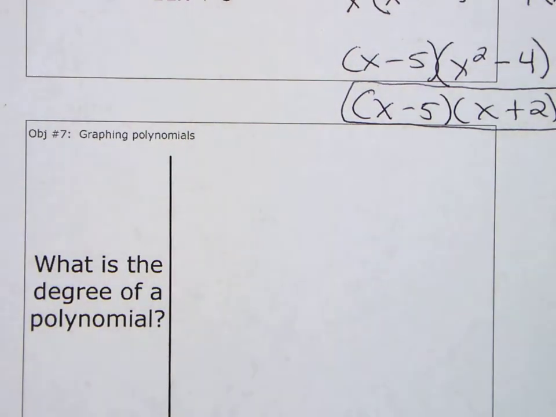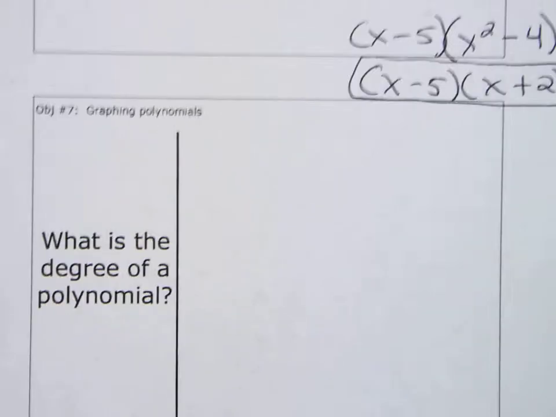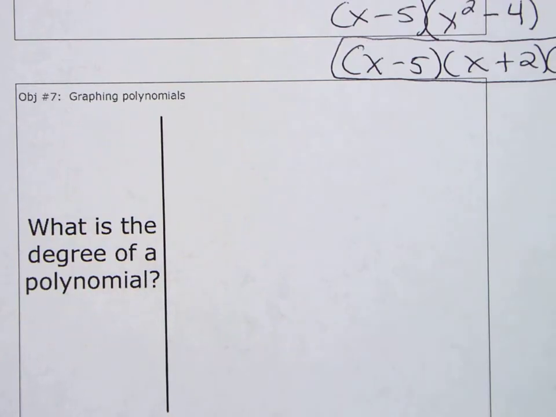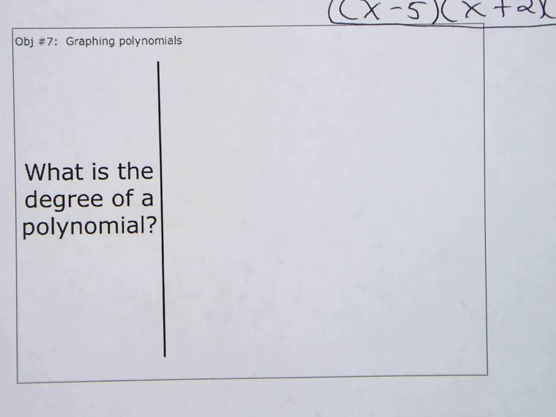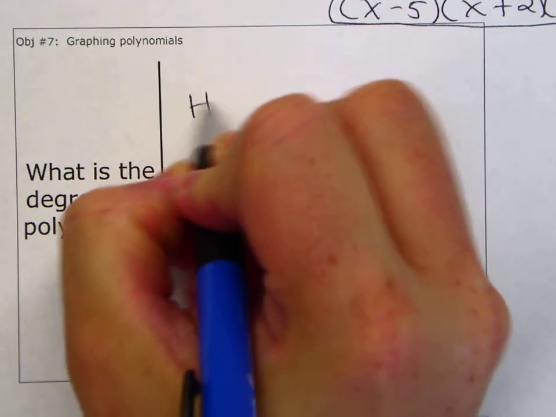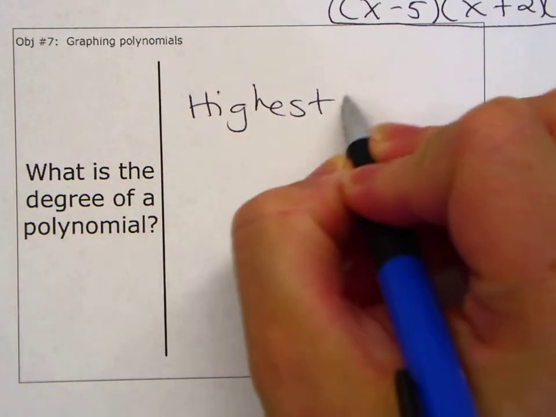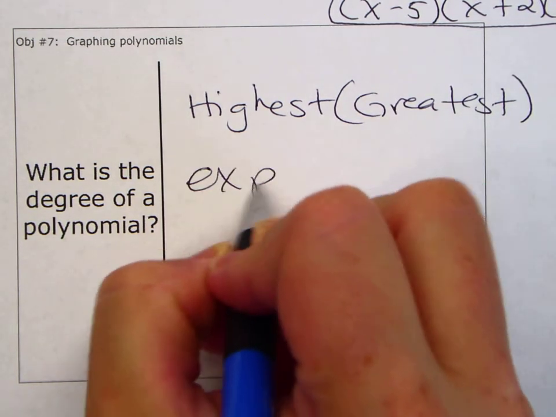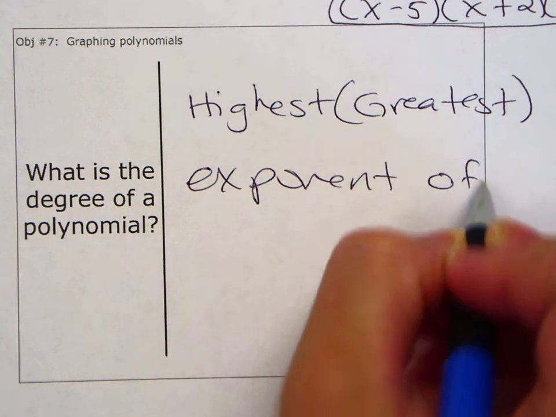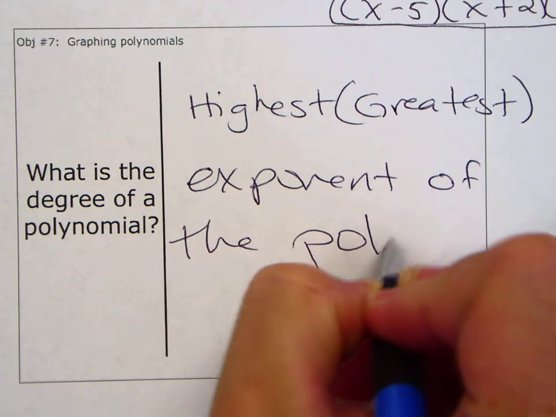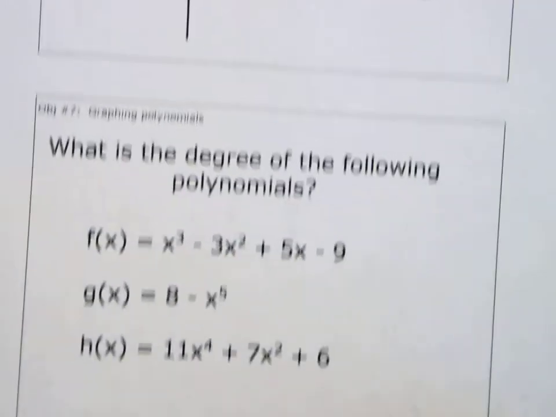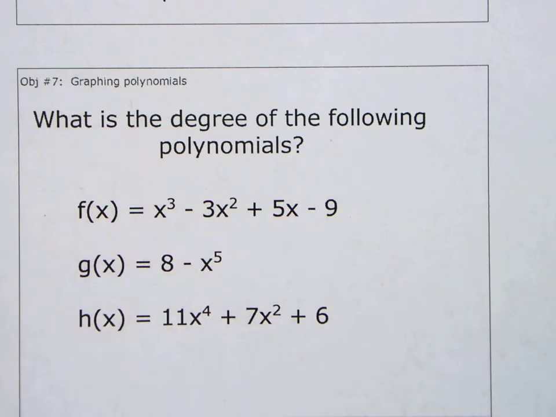We're talking about polynomials now. We've graphed parabolas. Now let's see what happens when we're graphing polynomials. So what is the degree of a polynomial? The degree of a polynomial is the highest or greatest exponent of the polynomial. The degree of a polynomial is whatever its highest exponent is. So, what is the degree of the following polynomials?